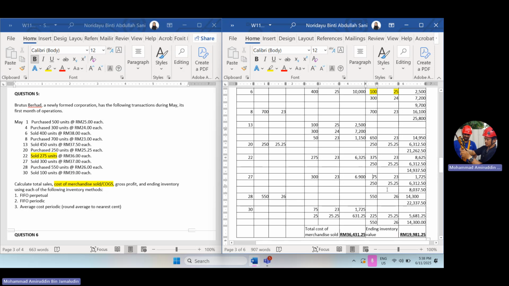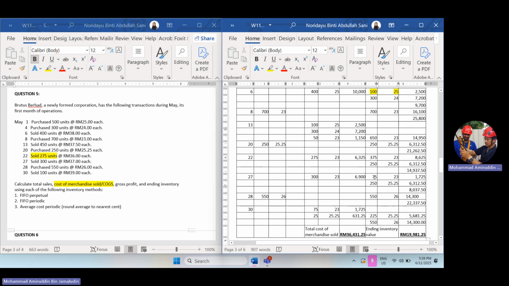I have 75, 250, 550. Okay, so I total up all this. I get 22337.5. And on 30th, sold 100 units. I need to sell this one first. First in, first out. Okay. So 75 at 23. We need 100. So another 25 I should take from this one. So 25 multiplied by 5.25, I get this much.